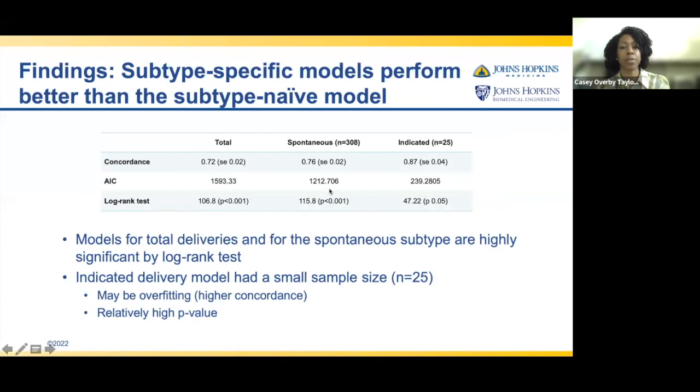This is just to show some model performance, where we see that the models for total and spontaneous subtype are highly significant. One concern for the indicated model was that there was a small sample size. As I mentioned previously, there were only 25 patients that fit within that category. And so we had a relatively high p-value, and there may be overfitting, which led to this higher concordance.